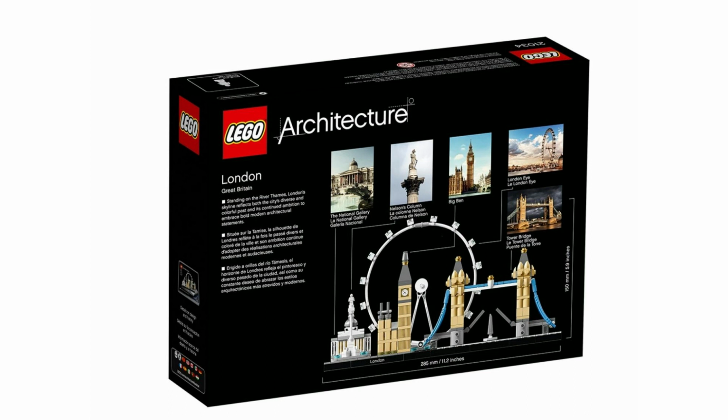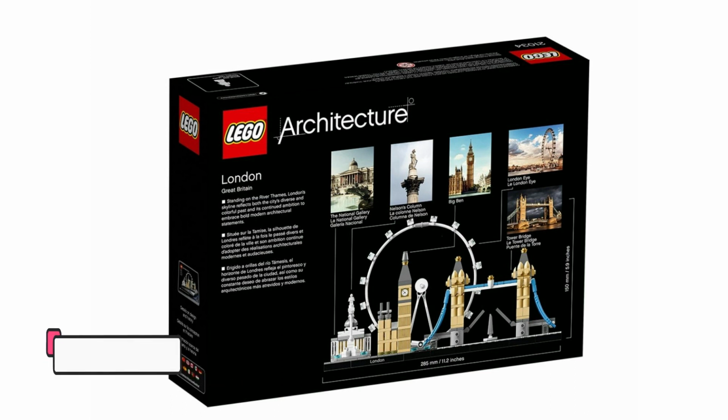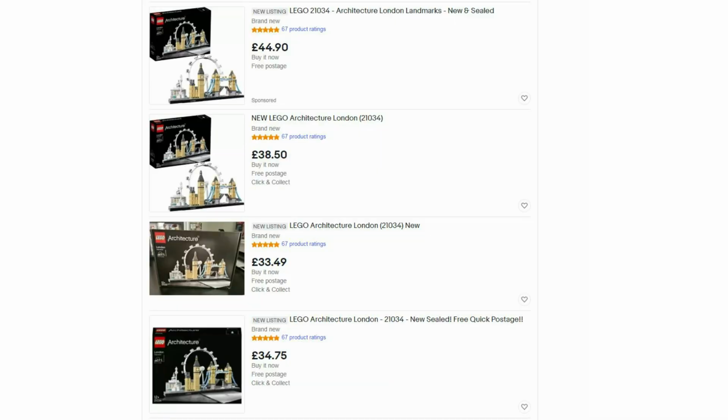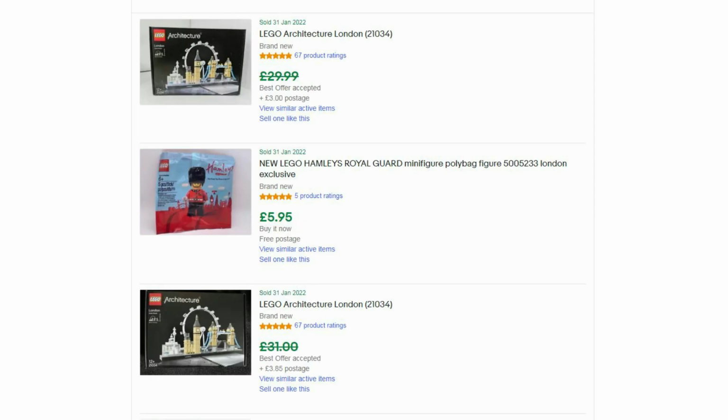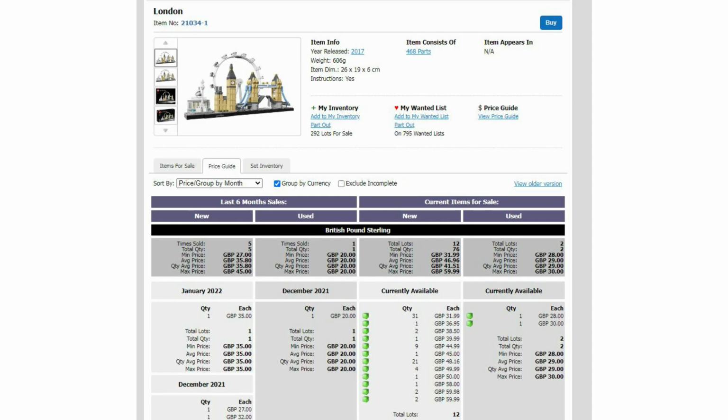Part out value for Architecture sets is usually not great, and for this one there's no exception. It's £40. On eBay, these are listed for around £34. Recently, some have sold for around 30-ish pounds, when you consider shipping costs, but it's difficult to see because an offer was accepted on them. On Amazon they are listed for £35, but interestingly they're still showing the RRP and showing the £35 as a discount. Well, that's wrong. On BrickLink they are available from £32, and then you'd pay the shipping and things on top of that.